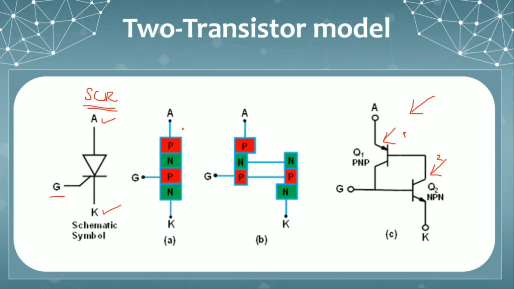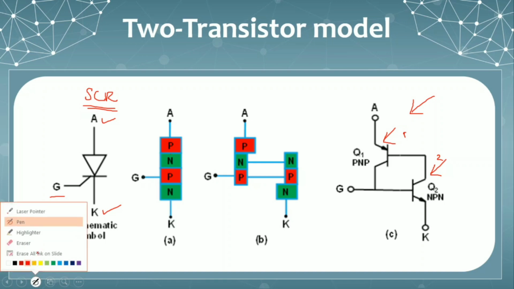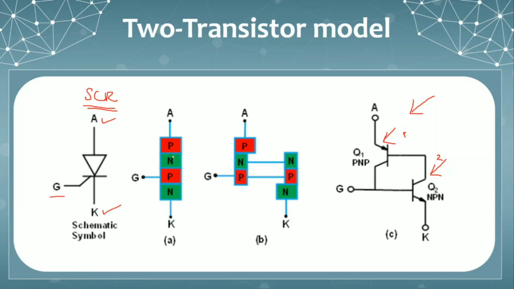This is a physical layer diagram, showing how the layers actually are. So I'll do one thing, I'll just mark a line from here to here. Then look at this. This is P, this is N and this is P. Again this is N, this is P and this is N. So if you look at this combination, this is a PNP transistor and this is an NPN transistor. I have two transistors here, which are a PNP and an NPN transistor.